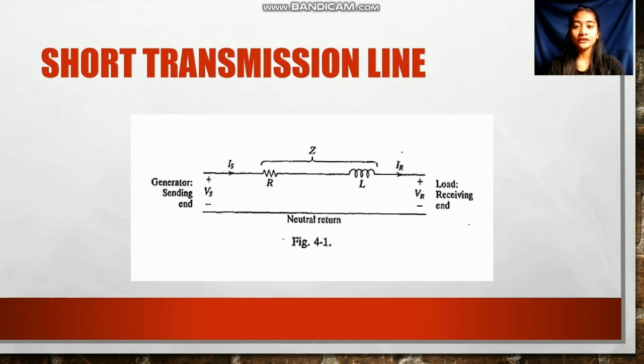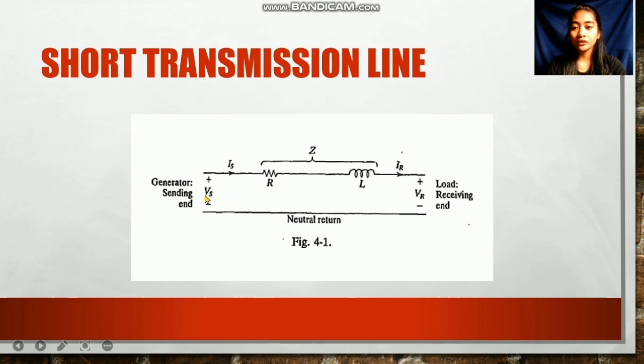This is the equivalent circuit of a short transmission line. It consists of resistance and inductance, which are the series impedance of this circuit. Here we have the sending end voltage, and on the other side is the receiving end voltage.